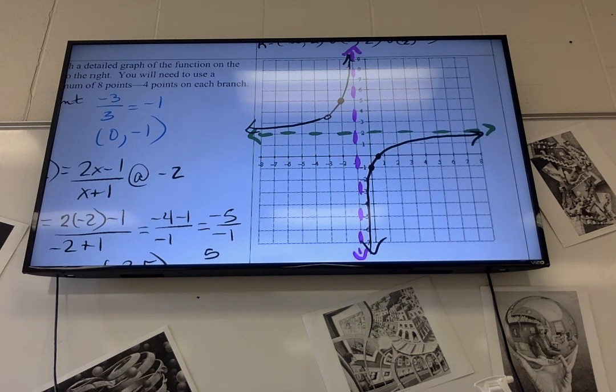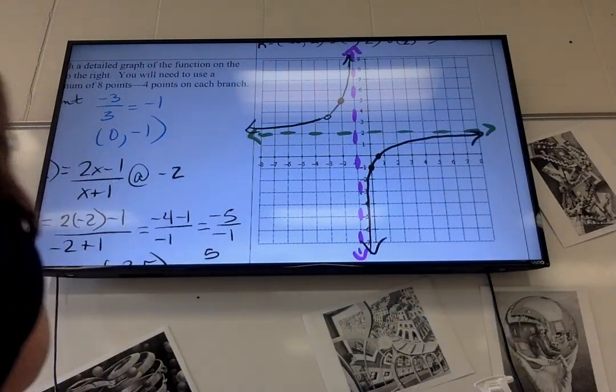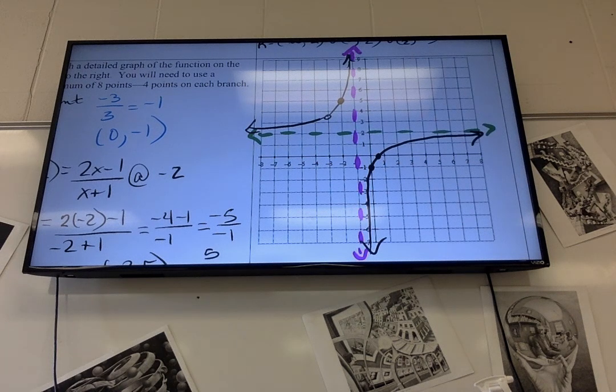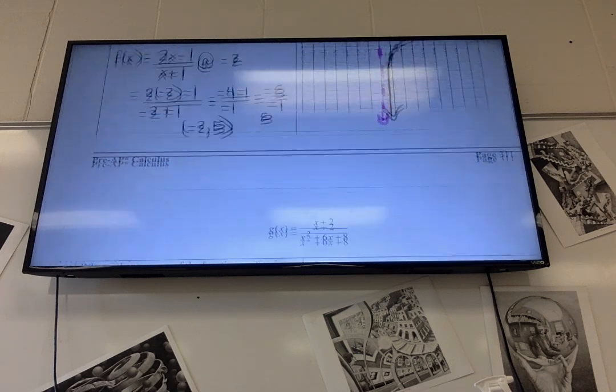So when you get to the homework, you can ignore that it says you have to have 4 points on each side, as long as you have enough. Alright. Now we're going to do the same thing on the next problem.